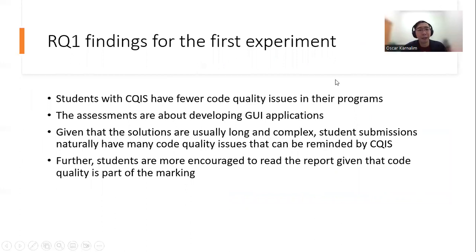So first experiment. Students with CQIS have fewer code quality issues in their programs in general because the assessments are about developing GUI applications. Given that the solutions are usually long and complex, student submissions naturally have many code quality issues that can be reminded by CQIS. Further, students are more encouraged to read and to see the report, given that code quality is part of the marking.